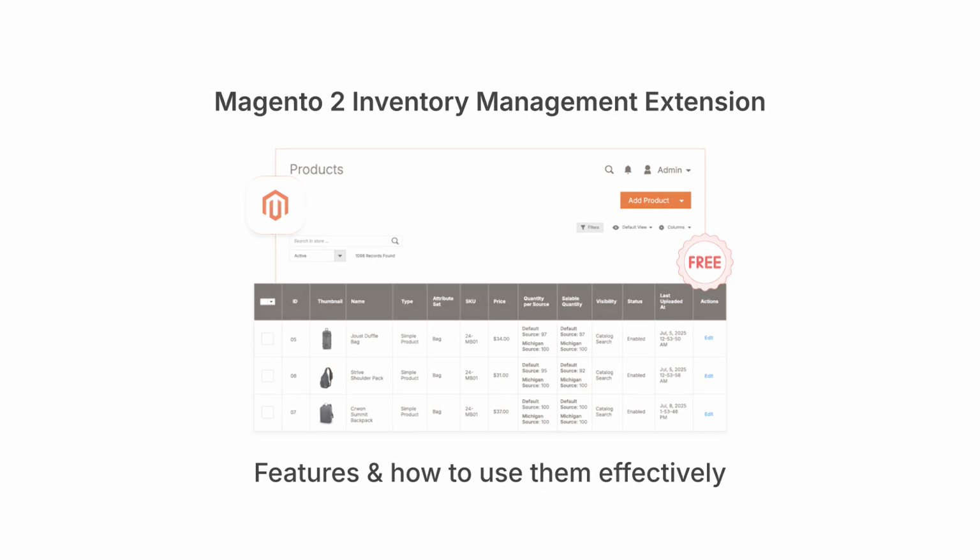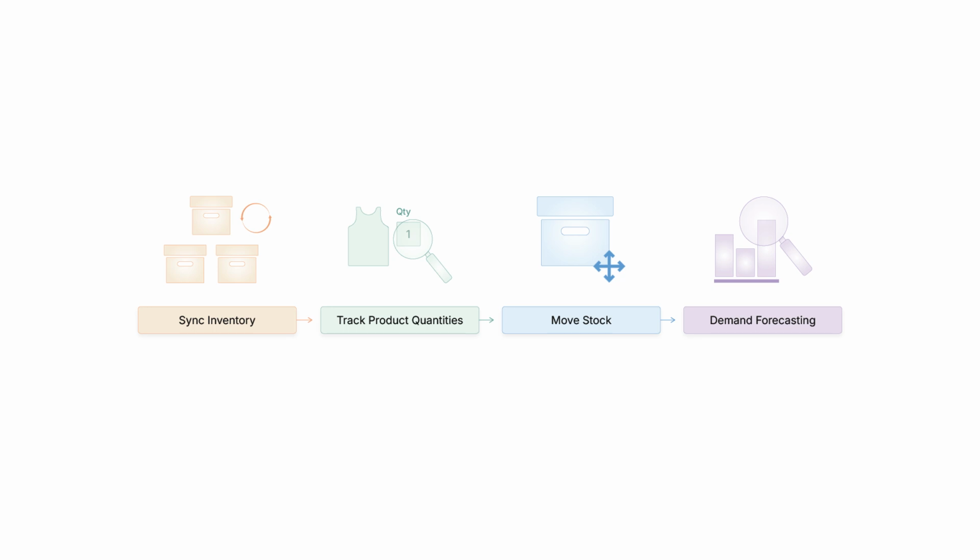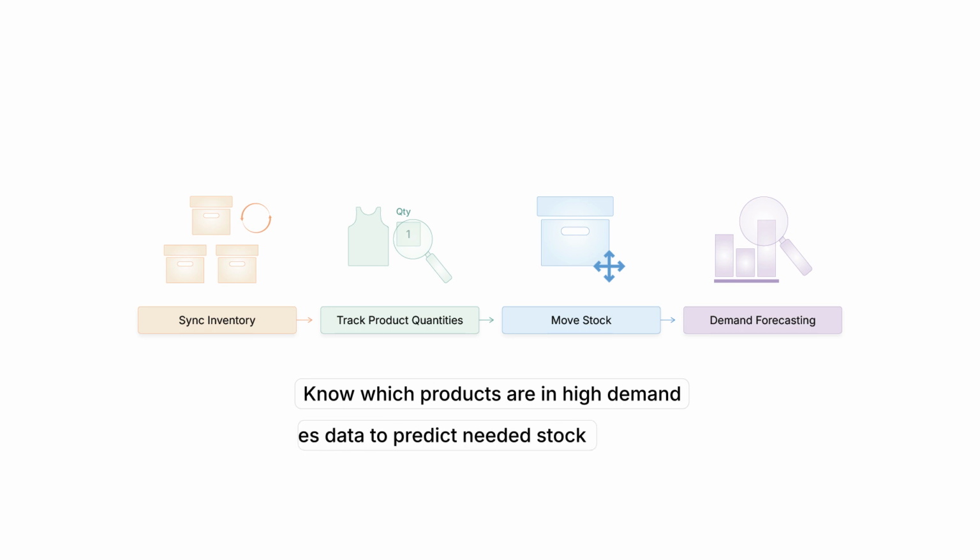A free Magento 2 inventory extension provides real-time syncing that keeps stock levels consistent across all channels. It also helps you track fast and slow movers so you know which products are in high demand and which aren't getting much attention. Demand forecasting uses your sales data to predict what stock you'll need.